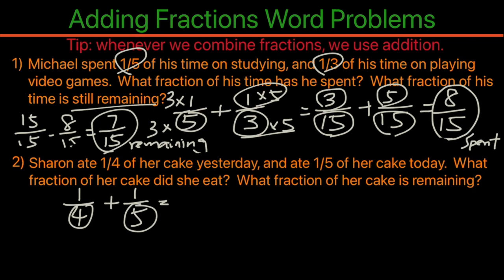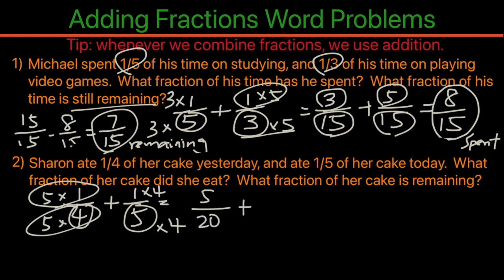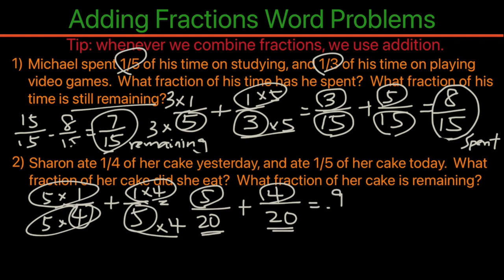So we have 4 and 5. So we'll multiply 4 by 5. Same with the numerator. And for the denominator portion, 5 will need to times by 4, and the numerator will also times by 4. And now we just need to rewrite them. So 5 times 1 is 5. 5 times 4 is 20. Plus 1 times 4 is 4. 5 times 4 is 20. So now we have a common denominator of 20. So we just need to add the 5 and the 4. That gives us 9 over 20. And 9 over 20 is how much cake that Sharon ate altogether.